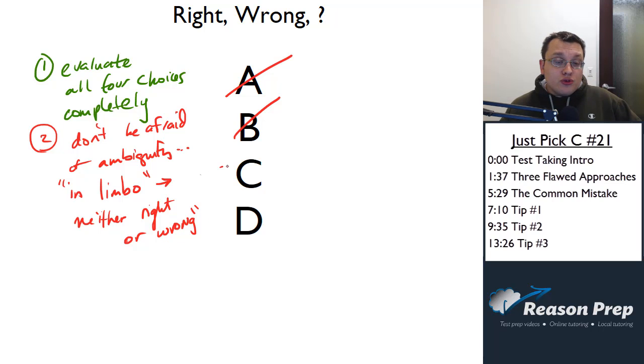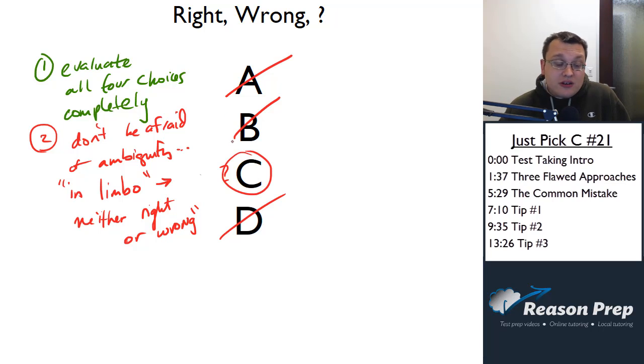Another thing that could happen is you read D and you say, well, D is completely wrong. I know for a fact that it's wrong. So all I'm left with here is C, and maybe I'll look at the other choices and decide that maybe I'm still confident that A, B, and D are wrong.